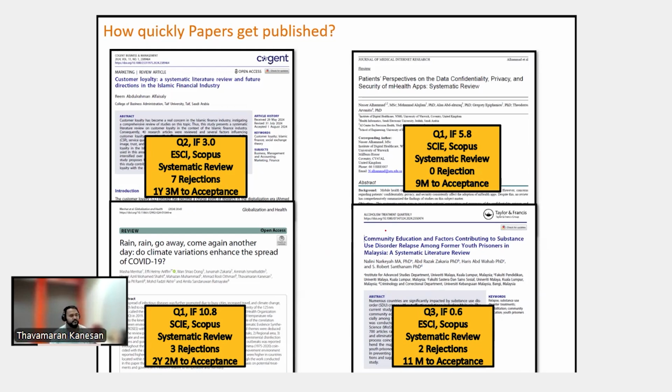And this is another paper, also a PhD student: Q3, Impact Factor 0.6, Taylor and Francis, ESCI, Scopus, systematic review, 2 rejections, 11 months to acceptance. So these are the timelines that you should expect, kind of. As I say, it can take anything from 6 months to 1.5 years on average.